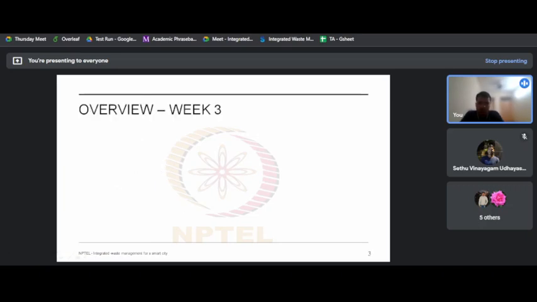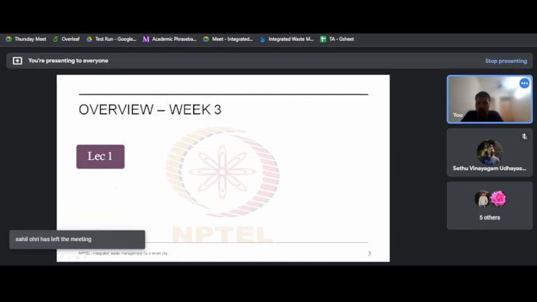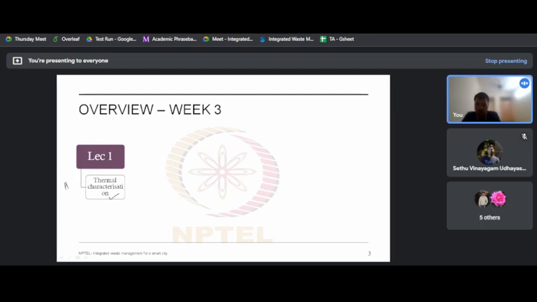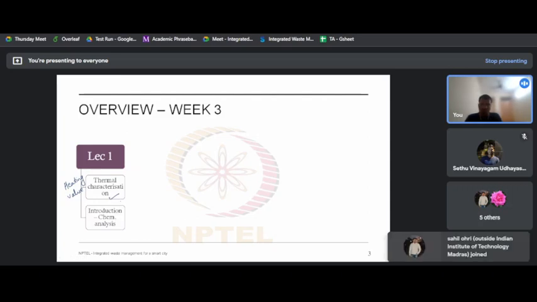So coming to the overview of week three, firstly we had lecture one. Let us concern with thermal characterization of waste. There we learned how to find the heating value of the waste material, mostly organic value can be found. It is also called the calorific value. That helps us to judge how much energy the waste will produce per unit of mass. Then we have the introduction to chemical analysis, which considered the chemical composition of waste.